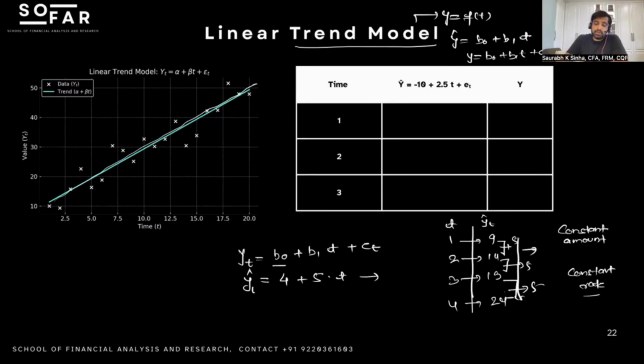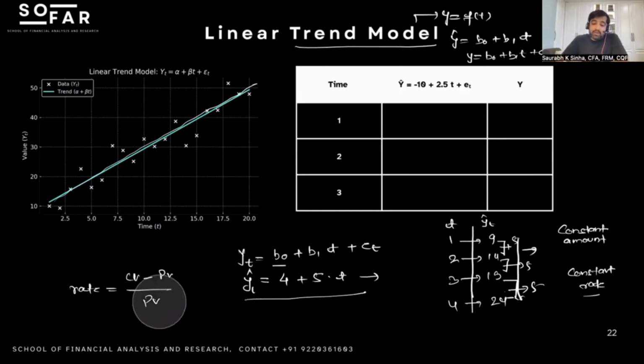What is the definition of rate? Growth rate, when you write growth rate, you write what? Current value minus previous value upon previous value. Is it a constant rate or a constant amount? It is a constant amount. So when you're writing the linear trend model, it does not represent constant rate, it represents a growth of a constant amount.